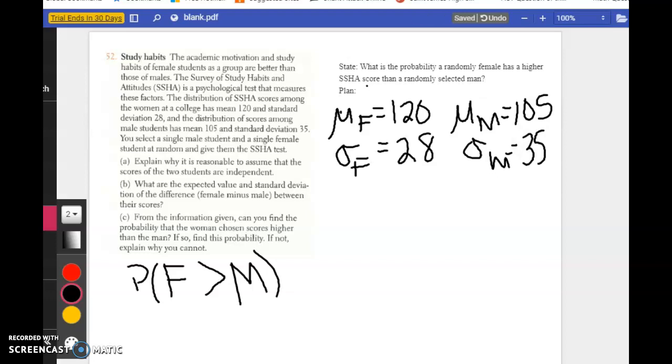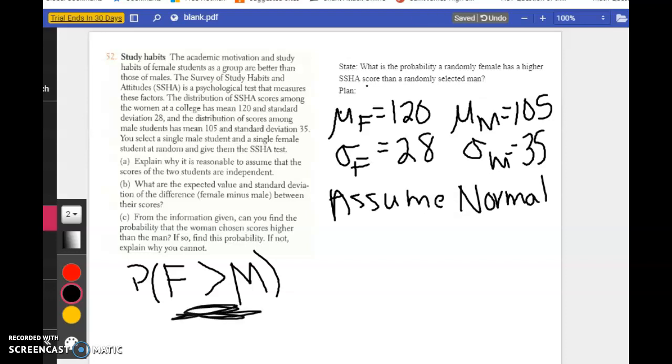Also in my plan, it didn't tell us in this problem, I jumped the gun earlier, it didn't tell us these are normal, but let's just assume they're normal. That means if I want to know the probability a female has a higher score than a male, I can find the probability the female minus the male is greater than 0. If a female has a higher score than a male, that means if you subtract them, it's a positive number. That's why I'm picking female minus male being greater than 0.